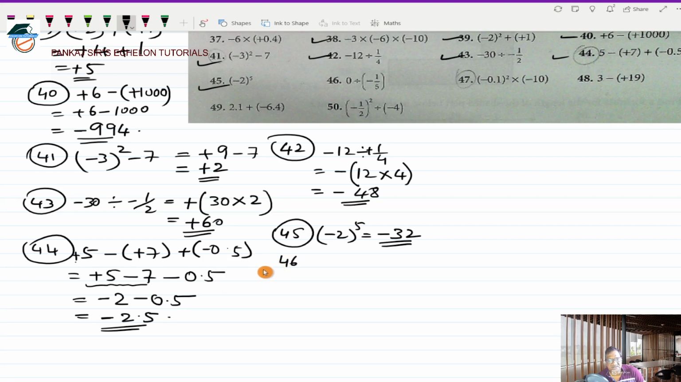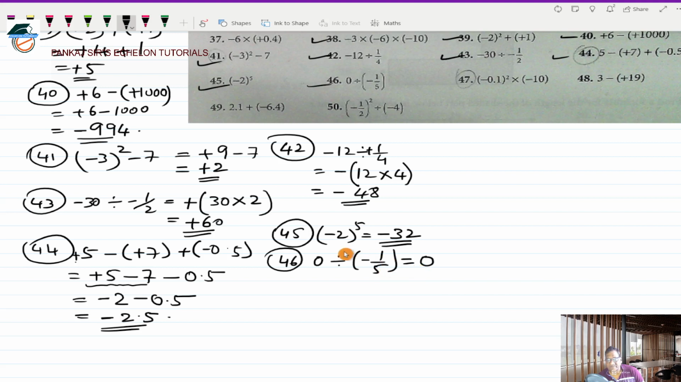46. 46 is 0 divided by minus 1 upon 5. Now let me tell you, 0 divided by any real number should always give you the answer as 0. Don't forget that. Whether it's a positive number, negative number, a fraction, whatever it is, any real number, it will always give you the answer as 0.